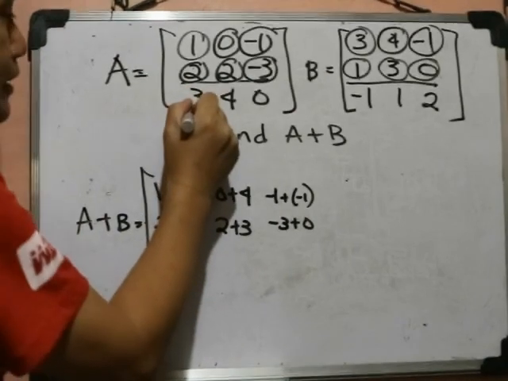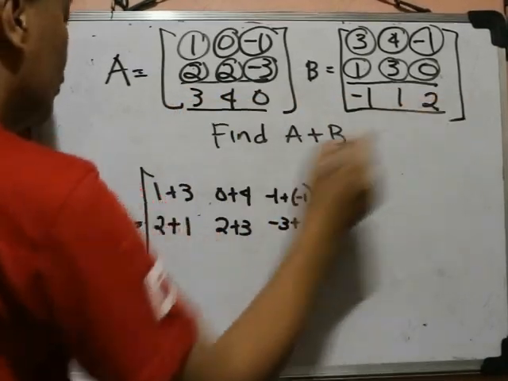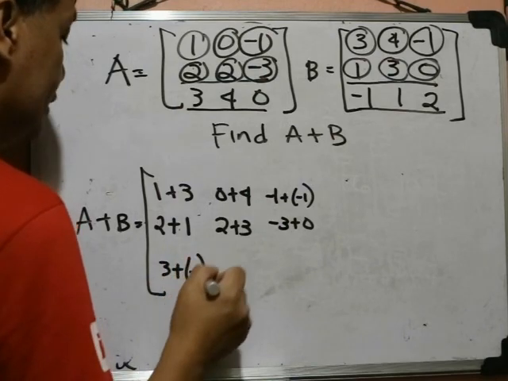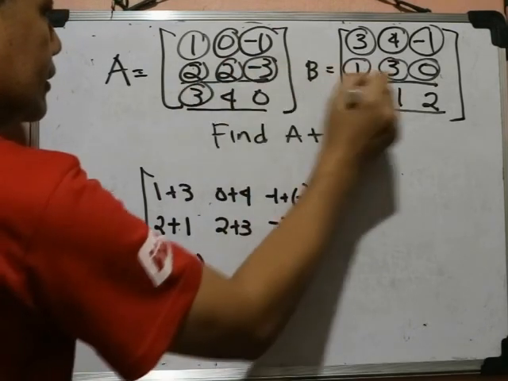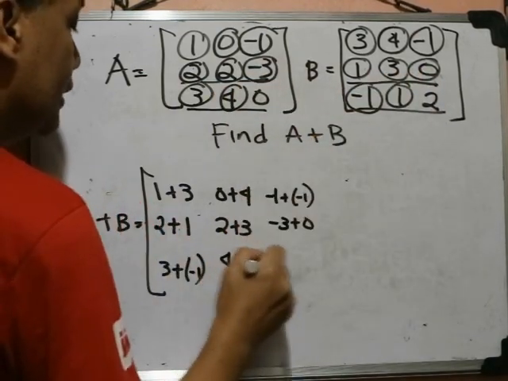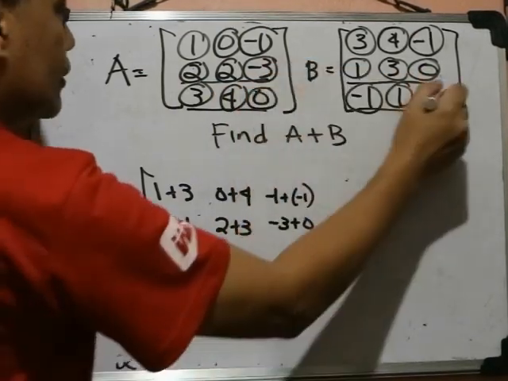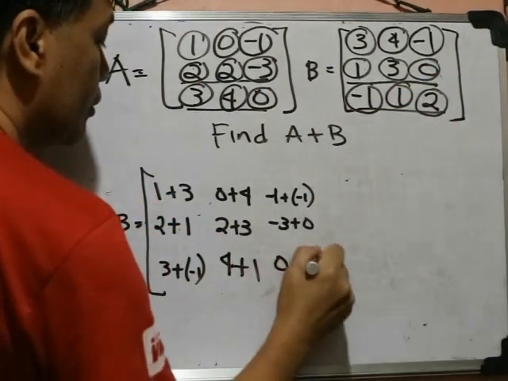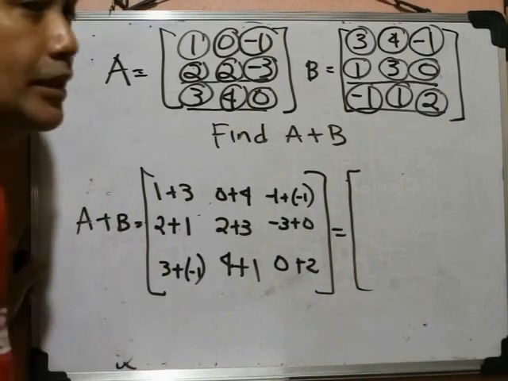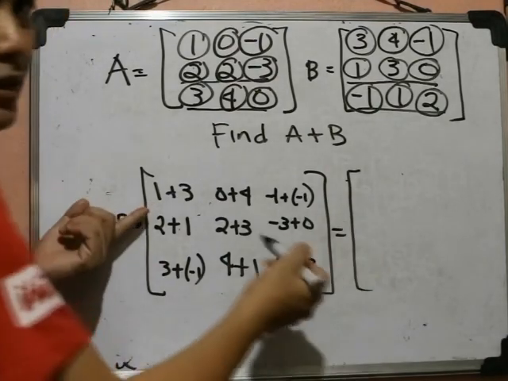Then, the last is yung huling row. 3 plus negative 1. Then, ito, 4 plus 1. At yung huli is 0 plus 2. So, this will be the resulting matrix.